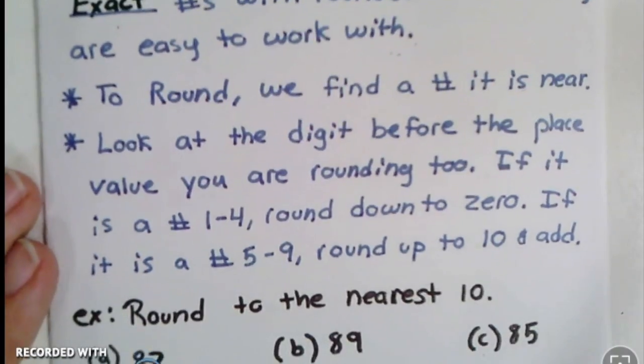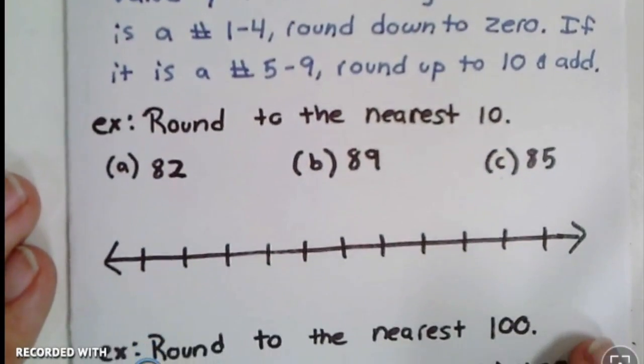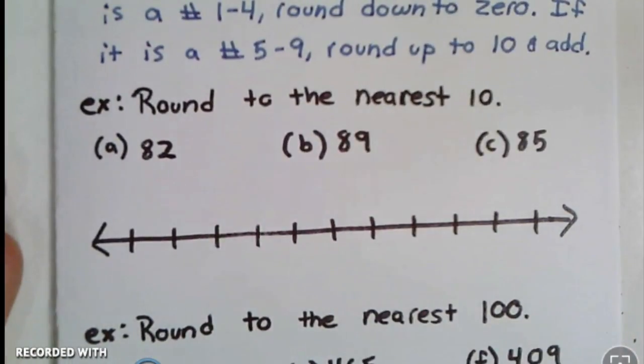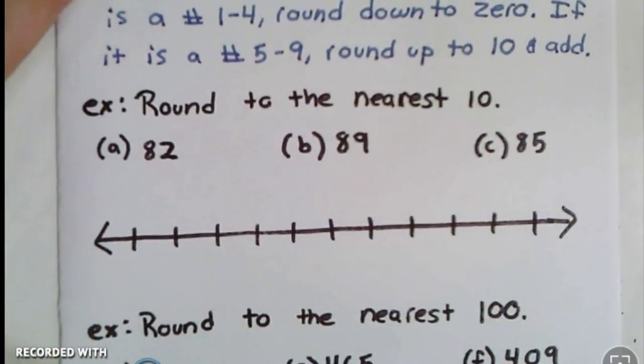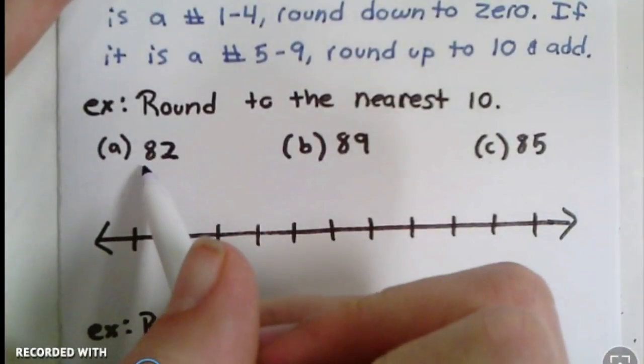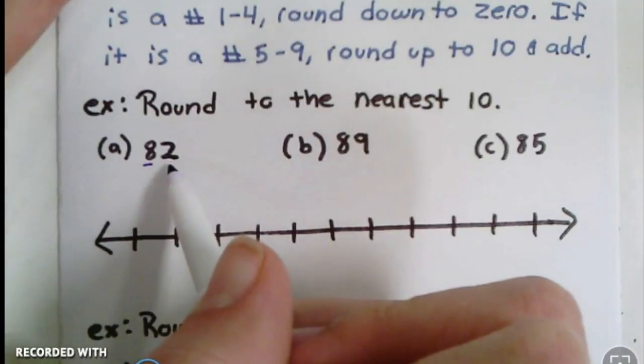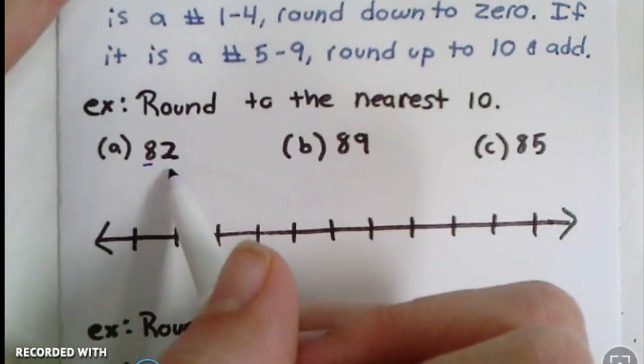Okay, so let's look at some examples. Here we go. And we're going to use a number line today to help us. You can always draw a number line to help yourself. The first example says round to the nearest 10. So since I'm going to the tens place, I want to get to this place, which means I'm going to look at the number right before that, which is the 2.